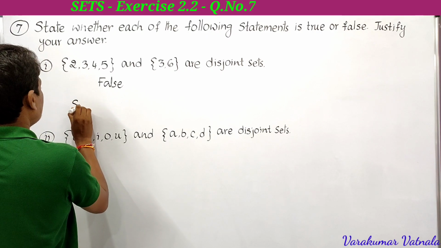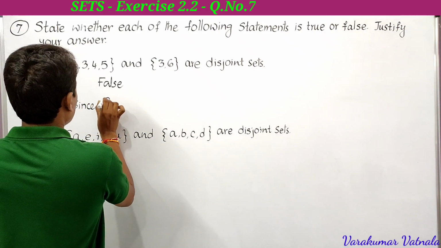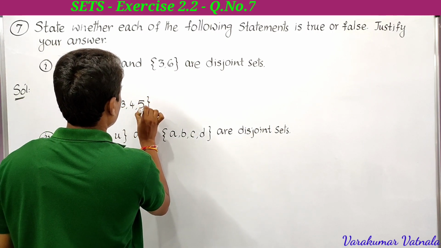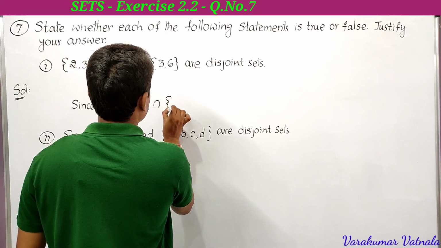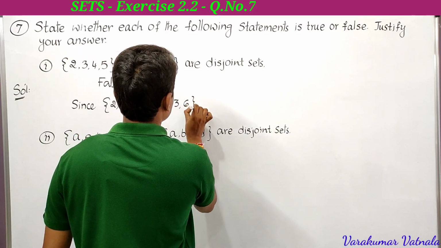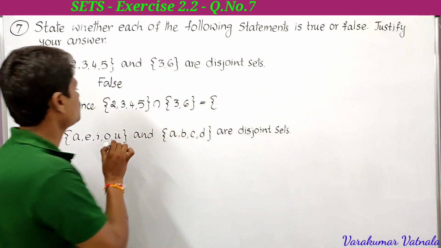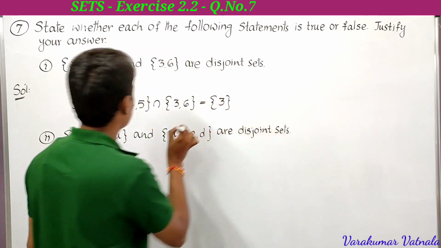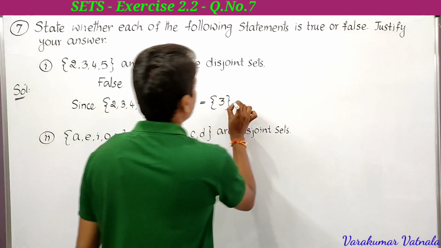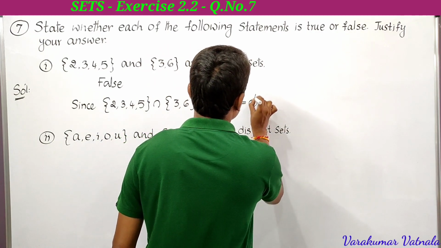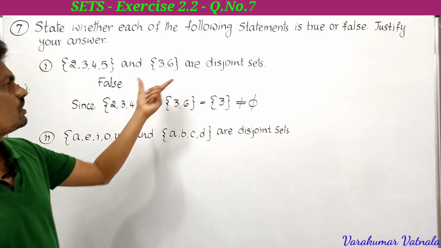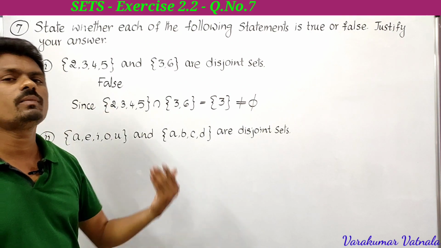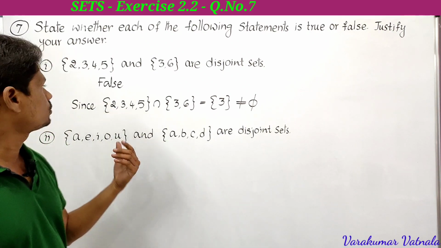Since we have to find intersection. Since a set of 2, 3, 4, 5 intersection a set of 3, 6 is equal to. So what is the intersection? Just you have to write the common elements. So 3 is the common element. So there is one common element. So here it is not a null set. It is not equal to null set. So here they are not disjoint. Hence there is a common element. They are not disjoint. If there are no common elements, we can say they are disjoint. So here it is false.